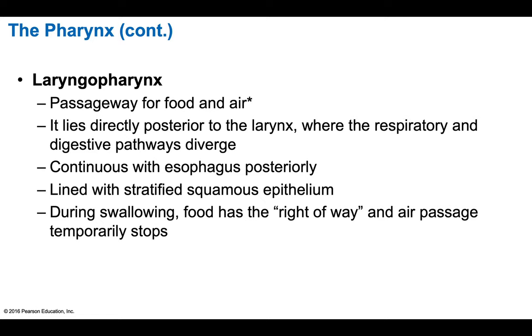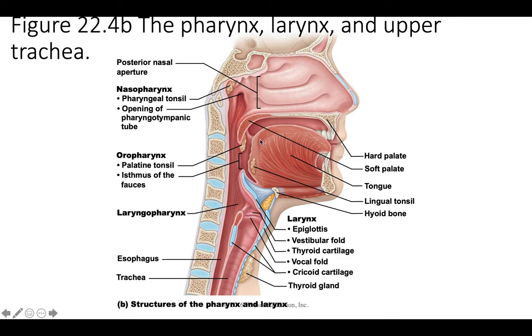Now, during swallowing, food has the right of way. The air passage temporarily stops as a flap of tissue called the epiglottis covers the entrance to the larynx. So as we continue over here, again, this is the region that we were speaking about in the previous couple of slides. Here's the oropharynx again. This is the region that's behind the mouth. And then as you go inferior to this oropharynx, we find the laryngopharynx. And we're going to continue going downwards into this region over here, which is the larynx. And then as you go further inferior, we go to the trachea.